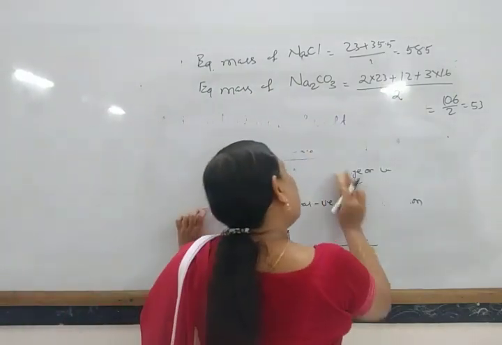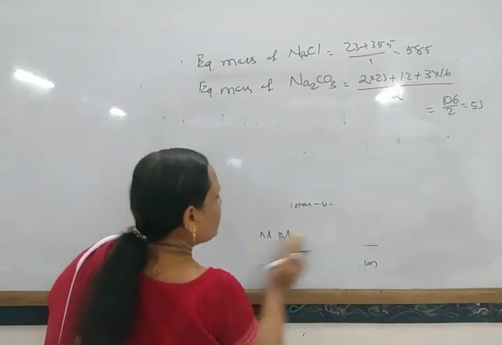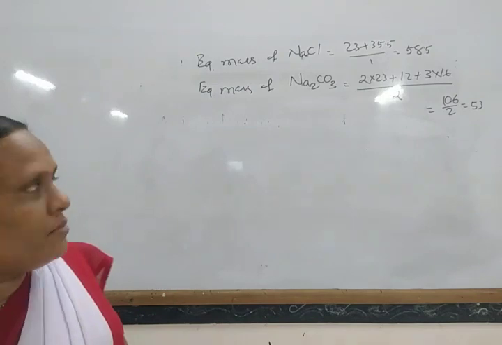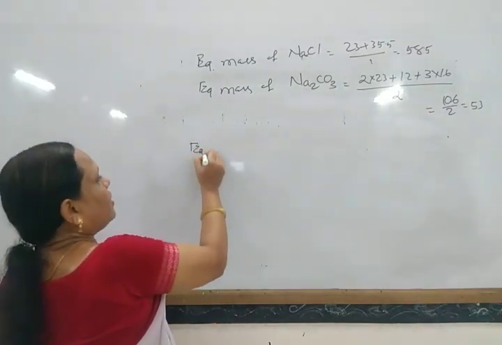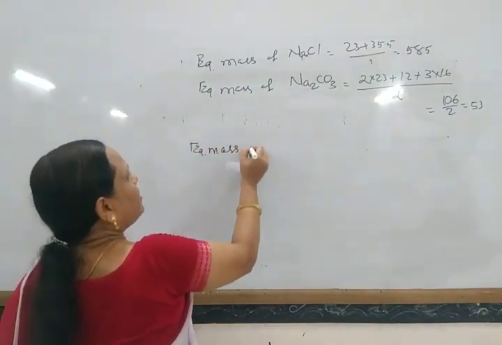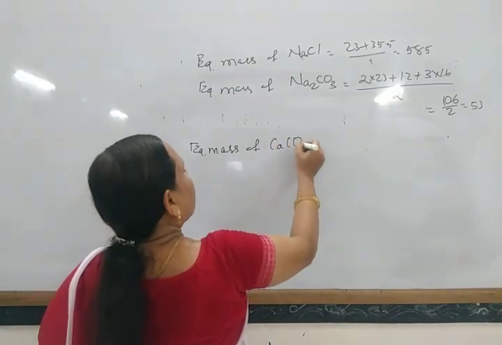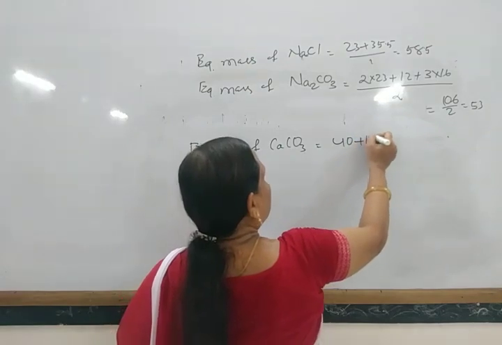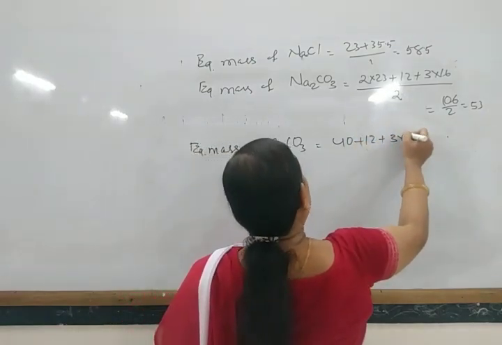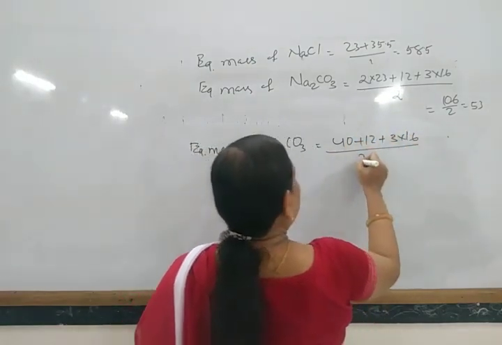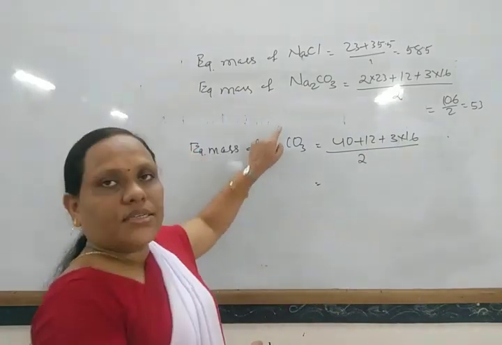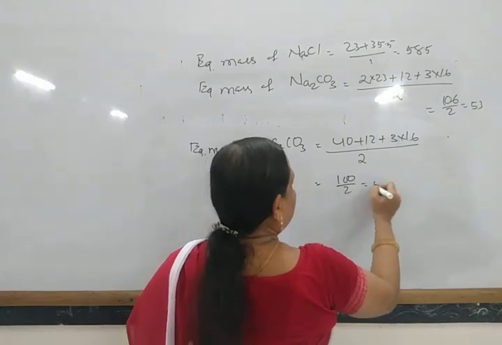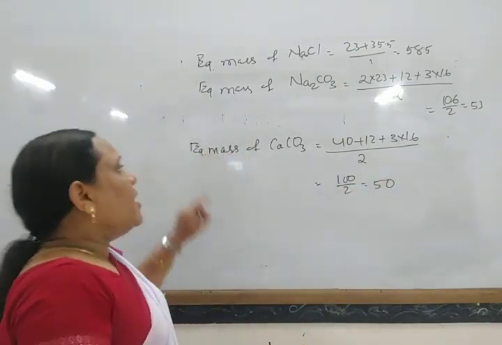What is the equivalent mass of calcium carbonate? So equivalent mass of calcium carbonate is equal to 40 plus 12 plus 3 into 16, divided by 2. Because its valence is 2, so in this way 100 by 2, that is equal to 50.